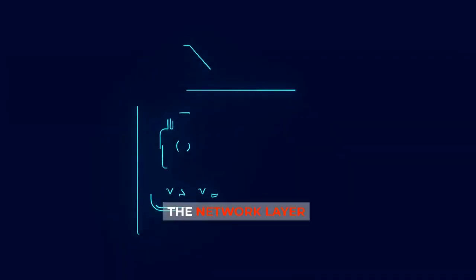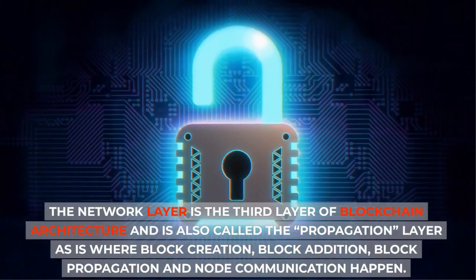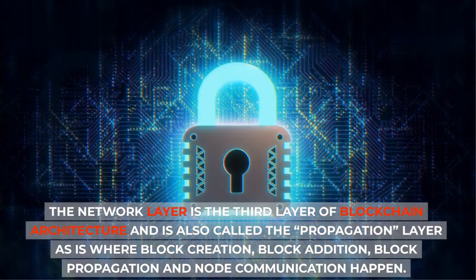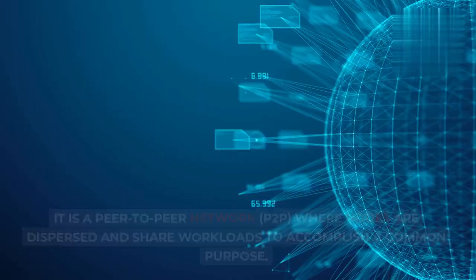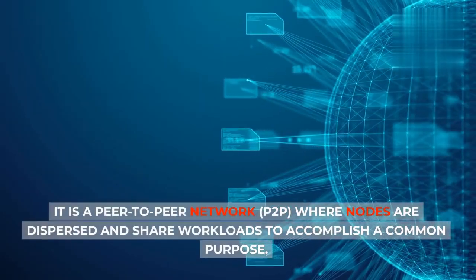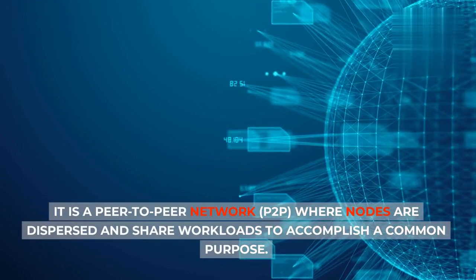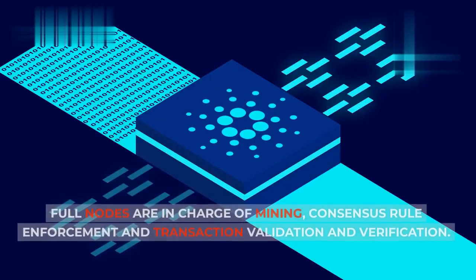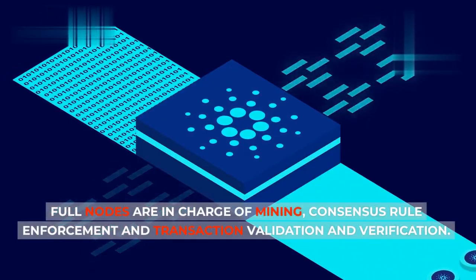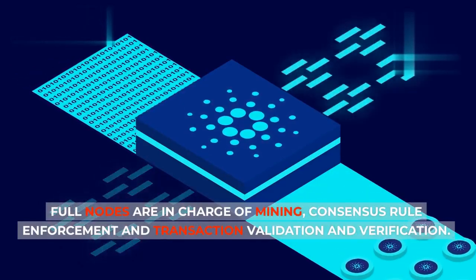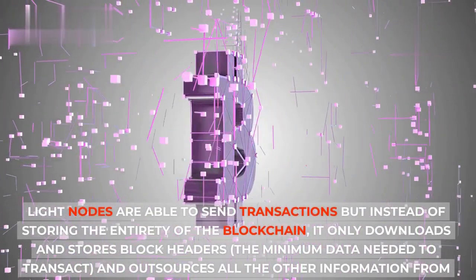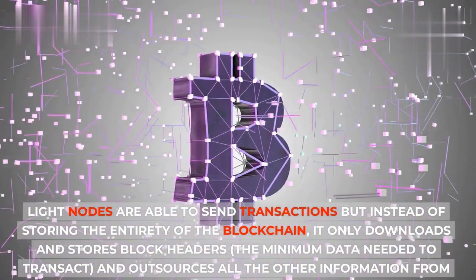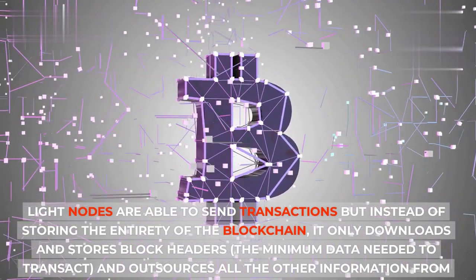The network layer. The network layer is the third layer of blockchain architecture and is also called the propagation layer, as it is where block creation, block addition, block propagation and node communication happen. It is a peer-to-peer network, where nodes are dispersed and share workloads to accomplish a common purpose. There are 2 types of nodes: full node and light node. Full nodes are in charge of mining, consensus rule enforcement and transaction validation and verification. Light nodes are able to send transactions, but instead of storing the entirety of the blockchain, they only download and store block headers, the minimum data needed to transact, and outsource all the other information from full nodes.